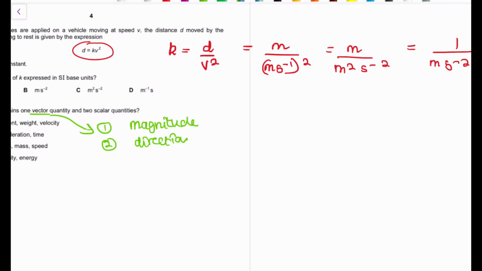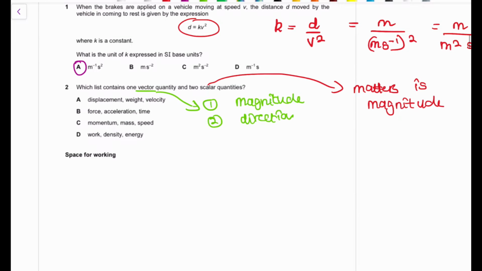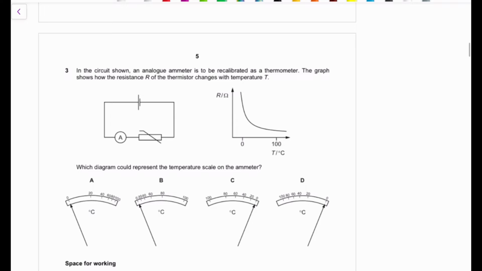But when you're talking of scalar quantities, the direction does not matter. What matters is only the magnitude, and nothing else. So what are you going to do? Out of all the answers you've been given, which one only contains two scalar quantities and one vector? That has to be C, where you have momentum, mass, and speed, because mass and speed are scalar quantities and momentum is a vector quantity. So the answer has to be C. Very important for you to have that in your mind.